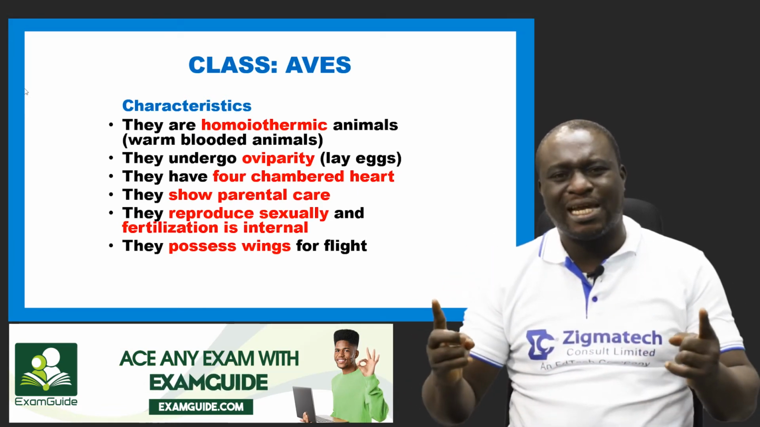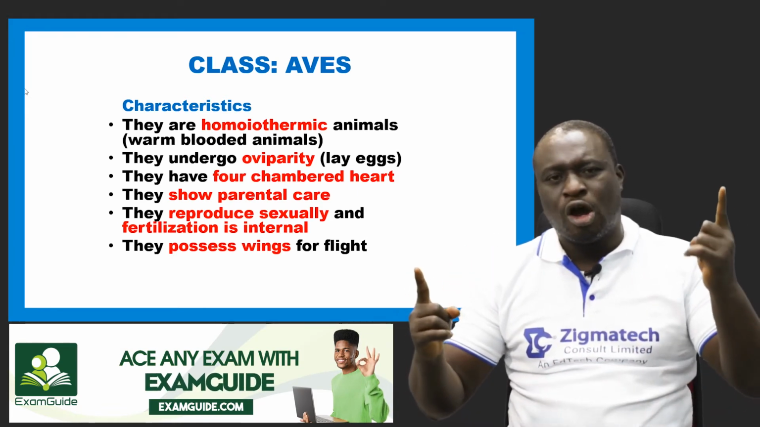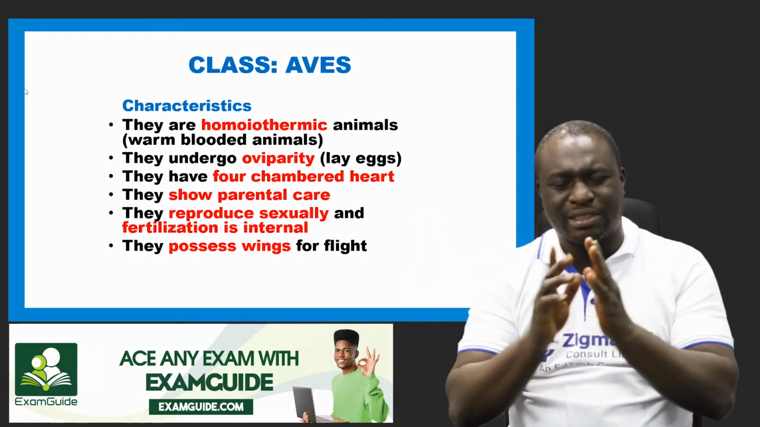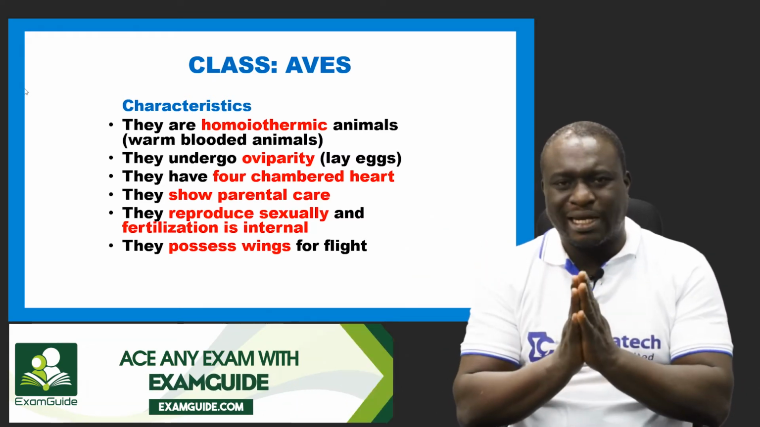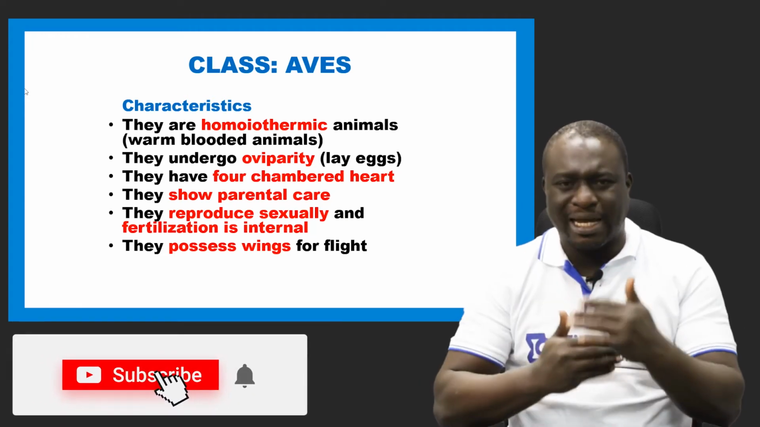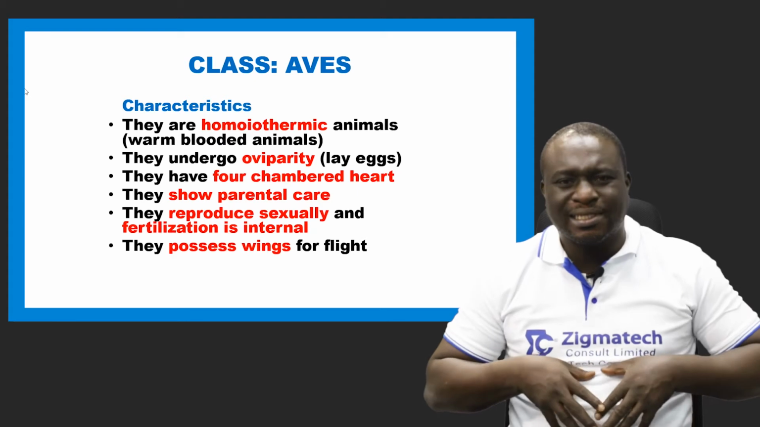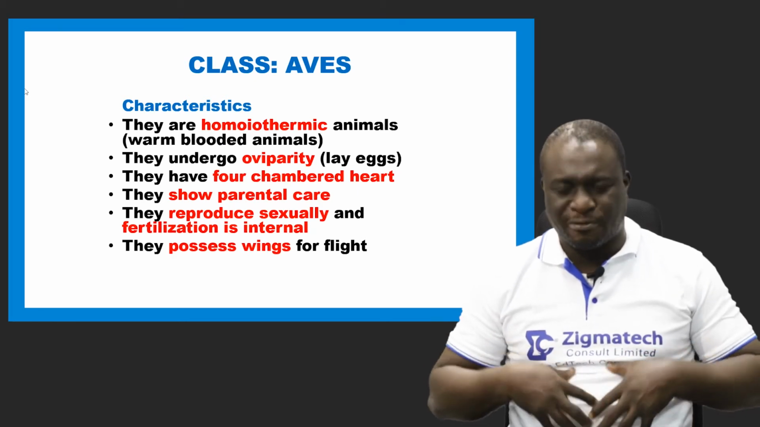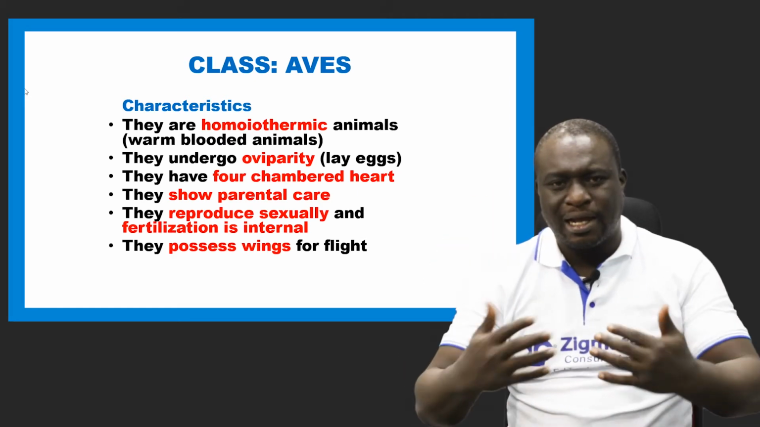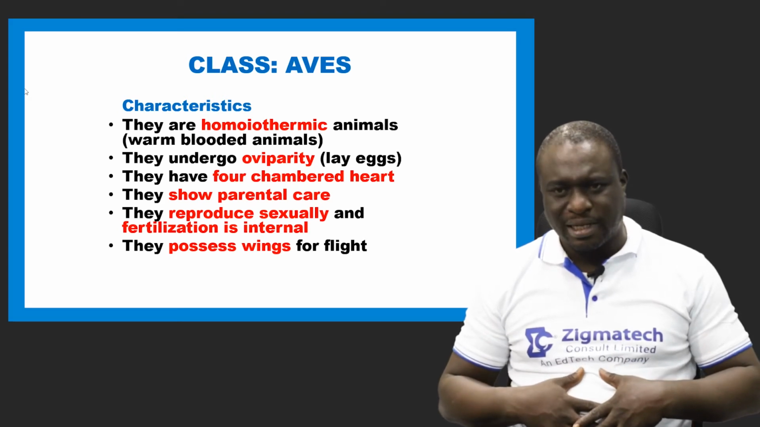When we say fertilization, it's simply the union of the female sex cell and the male sex cell. When they unite together, we call that process fertilization. So the union of both sex cells takes place inside of the body of the female, not outside, as in the case of Pisces. Is that clear?